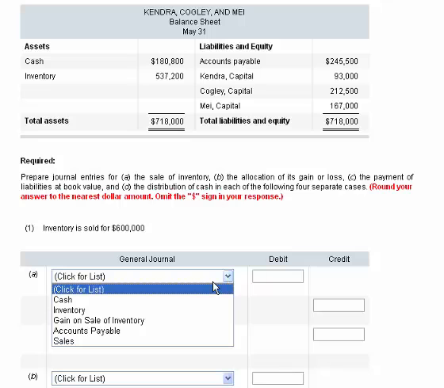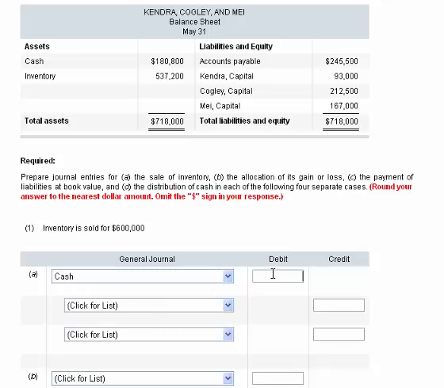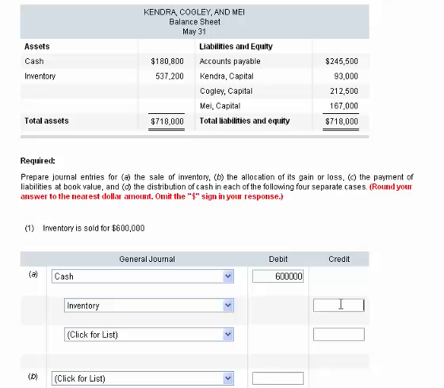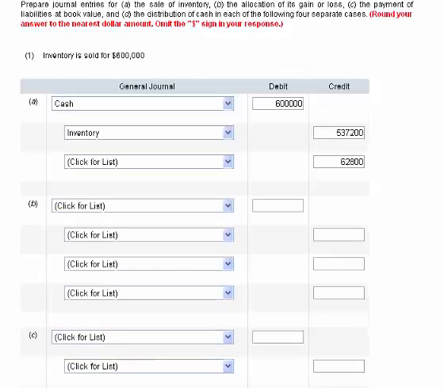Now, when I do journal entries, I always do the easiest part first, and the easiest part on this one, I think, is the $600,000 debit to cash. Now inventory was on the books at $537,200, so we need to write that off. And then the difference would be a gain. Since it's a credit, we have a gain rather than a loss. Proceeds exceeded the cost, and that's $62,800, and that would make Part A balance.